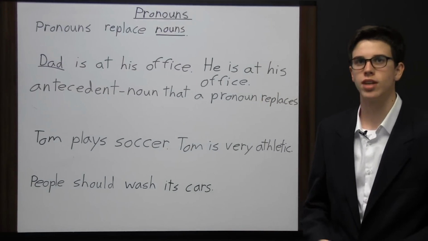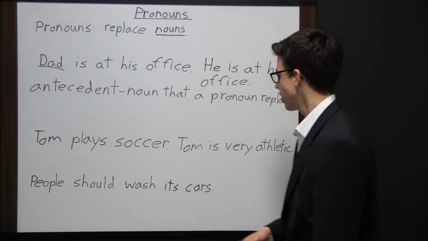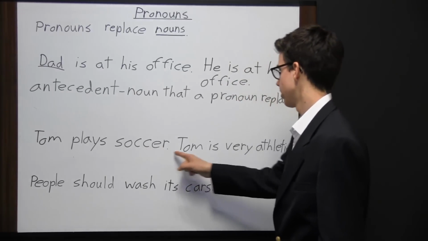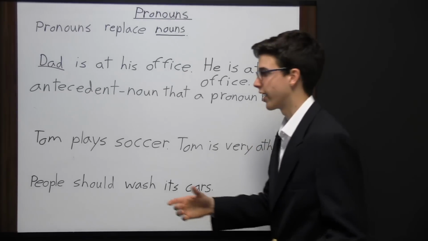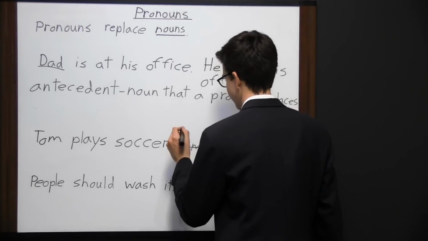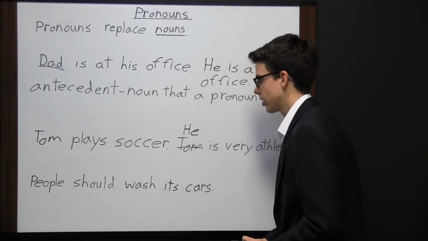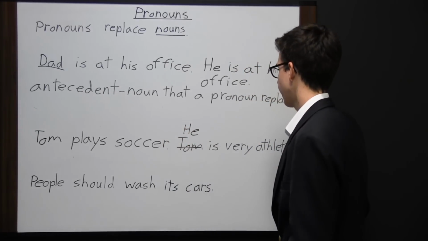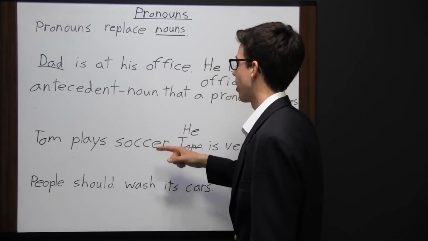Now, why do we use antecedents? Why don't we just always use that noun? Well, take a look at this example. Tom plays soccer. Tom is very athletic. It's kind of redundant or annoying to say Tom every time. So instead, we can replace Tom, which is now an antecedent, with he. Tom plays soccer. He is very athletic. Because we just mentioned Tom, we know who he is talking about.